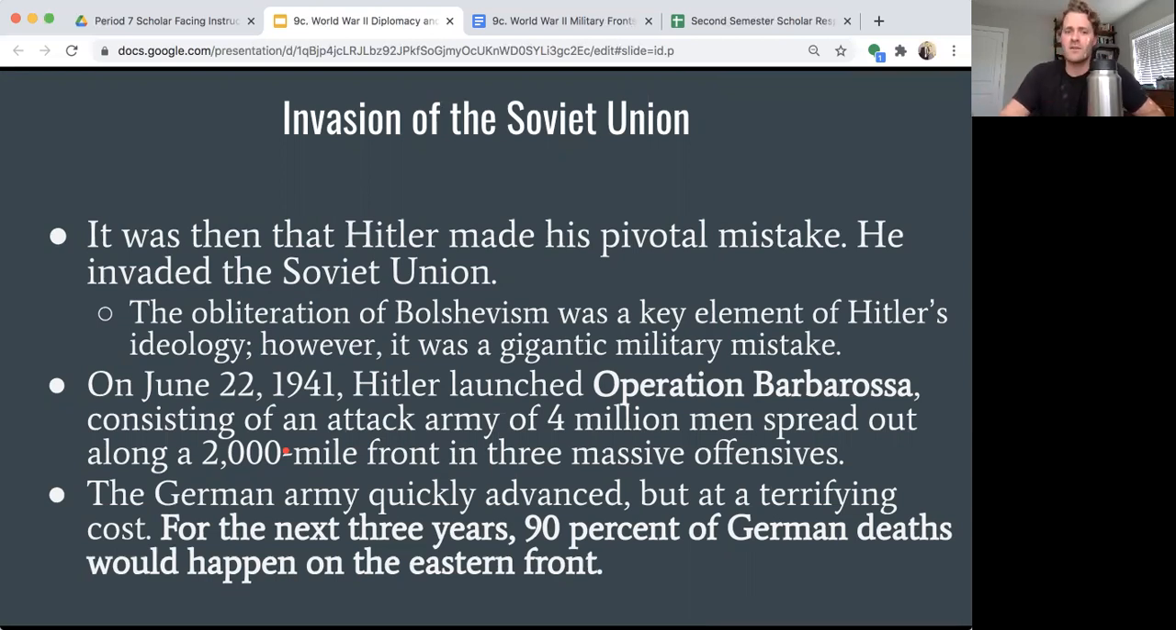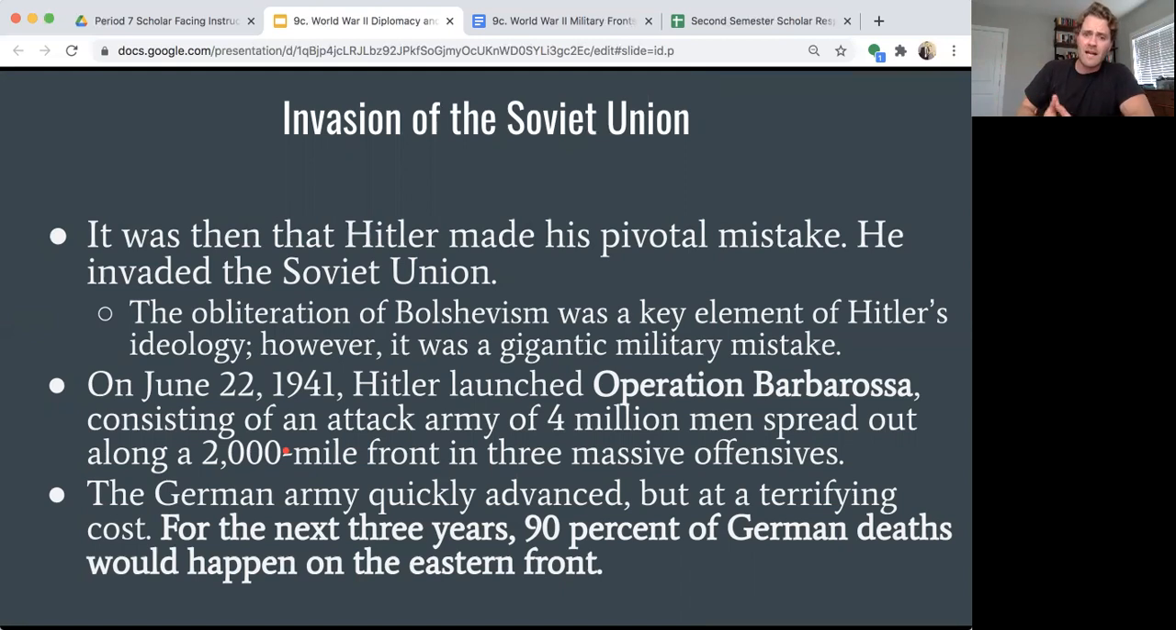He invades the Soviet Union with what's called Operation Barbarossa, sending 4 million men into the Soviet Union. The Soviet Union also has a lot of Jews, which also is a motivating factor for Hitler in his quest to cleanse the world of the Jewish population via the final solution when there was a Holocaust. But he sends 4 million men along a 2,000-mile front to 3 main cities in the Soviet Union.